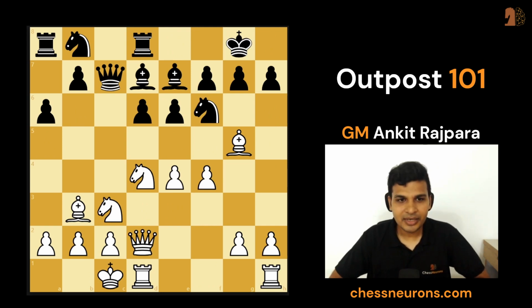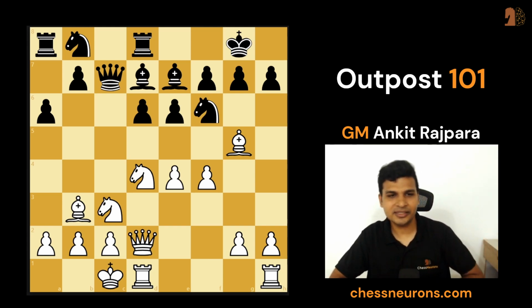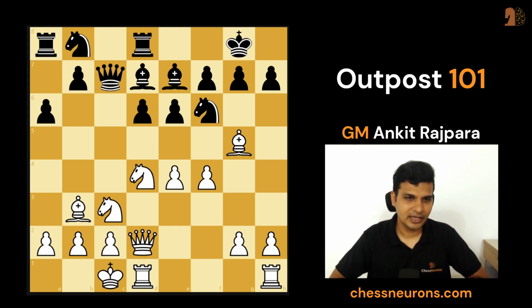Now, sometimes what might happen is that the outpost square might not already be present in a position. Like we saw in the last example, those c4 and b3 squares were already present, but that would not be the case all the time. We'll look at this example to understand that.